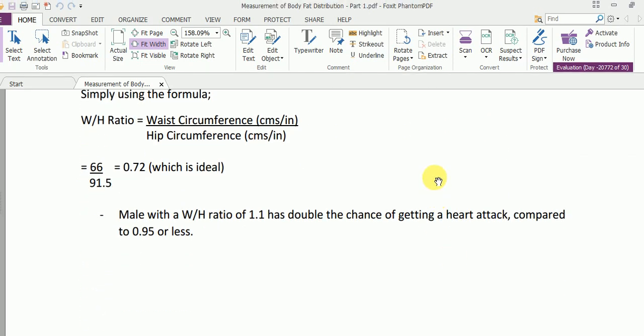So now I think you are able to very easily calculate your waist to hip ratio. Go measure your waist and hip circumference, put the values in the formula, and see if you have a greater or a lesser risk of getting cardiovascular diseases.